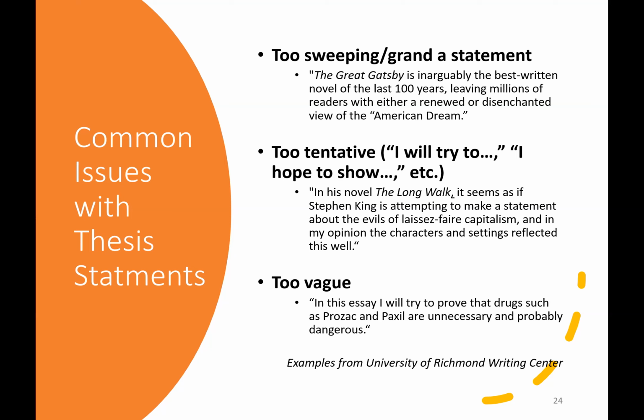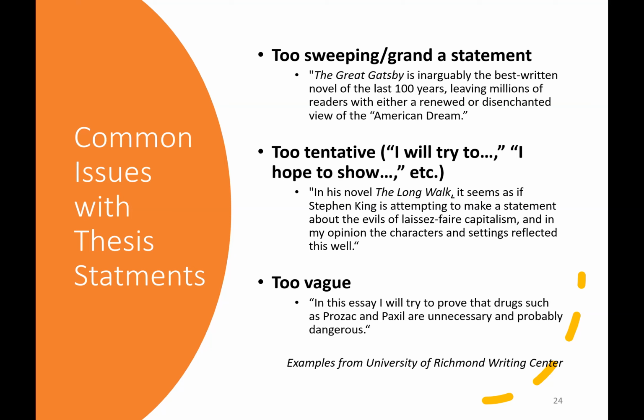So in this example, "In his novel, The Long Walk, it seems as if Stephen King is attempting to make a statement about the evils of laissez-faire capitalism. And in my opinion, the characters and settings reflected this well." Well, this kind of language, it seems as if, is very broad. It's really not saying that you understood or interpreted this issue. That's not something you want to put in your academic writing.